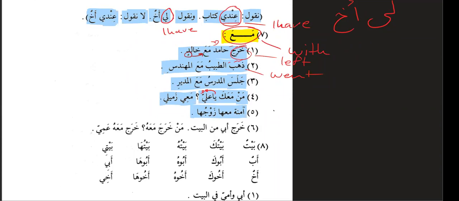آمنة معها زوجها. Amina is with her husband. نعم. Or Amina معها, with her is her husband, or Amina's husband is with her. We can't say her twice in English. When we translate, it makes sense in Arabic, but in English we wouldn't translate it literally. آمنة معها زوجها. جيد.